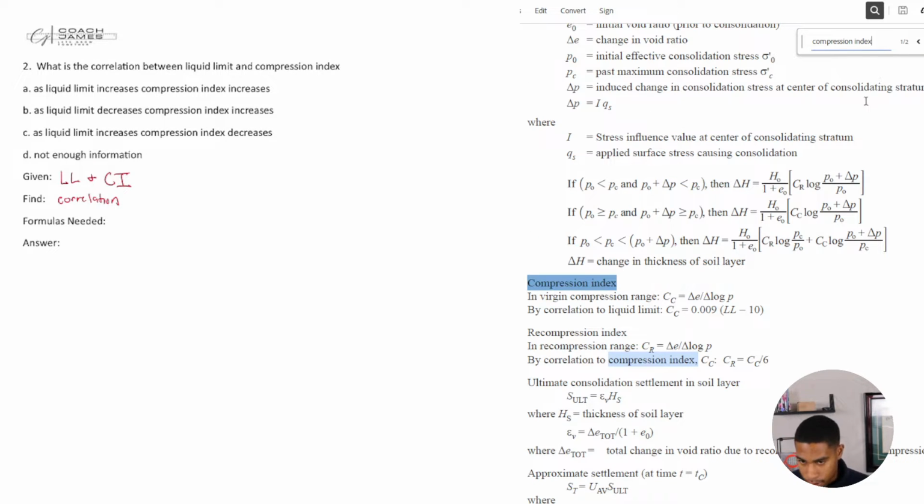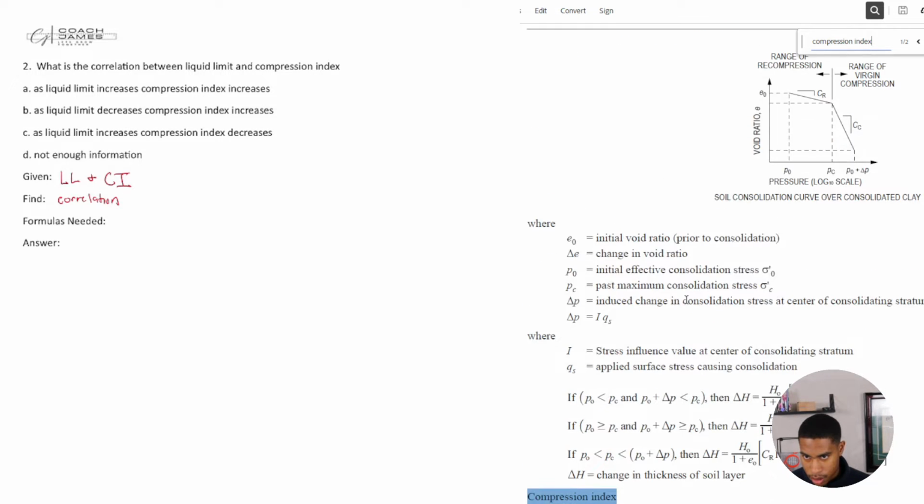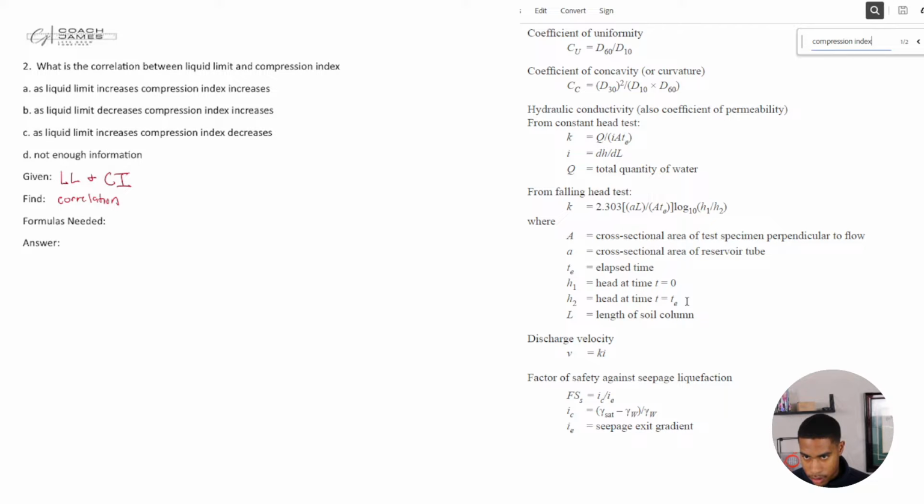All right, there are 2 things that come up for compression index: compression index and compression index by correlation. So this is recompression index, and this is compression index. So I think we're just looking at compression index by correlation to liquid limit. We're not looking at recompression index by correlation to the compression index, right? So compression index by correlation to liquid limit is Cc. So I'm assuming Cc is compression index. In virgin compression range, Cc is equal to, what is Cc?